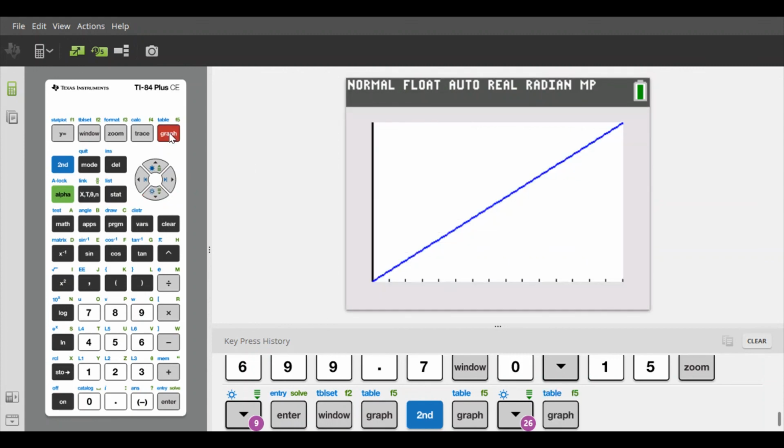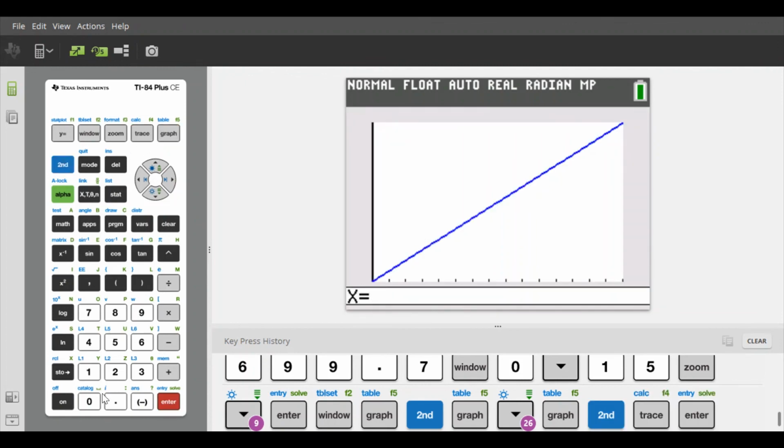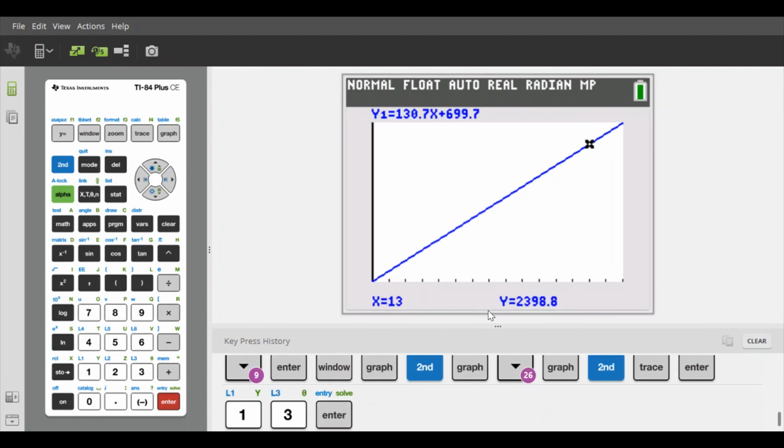But let's say you're on the graph. You don't necessarily want to do that. You can do second calc value, and it'll say x equals, we're going to say 13. And it'll say, well, when x equals 13, y equals 2,398.8. So there you go on that one.